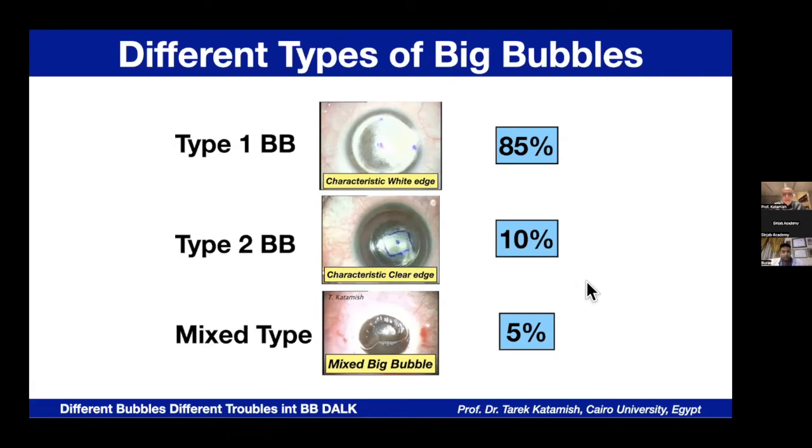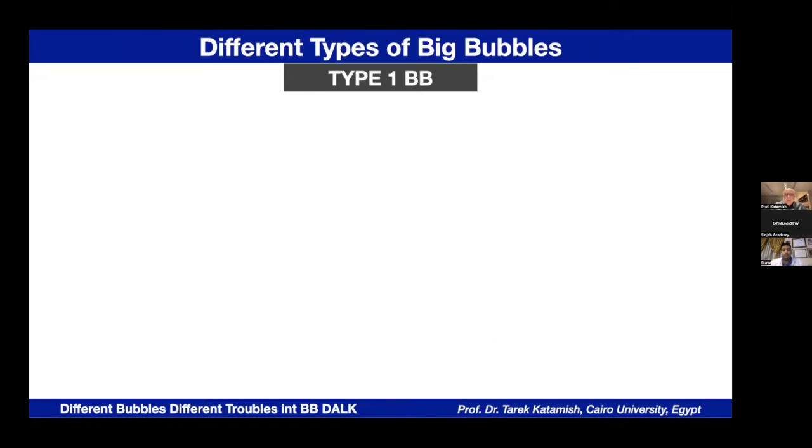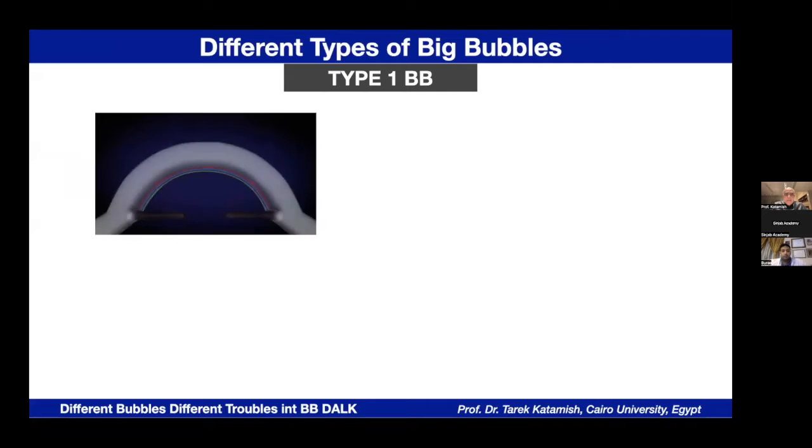And we have a third type, which we call big bubble type 3, or the most popular name is mixed big bubble, in which we have the two types of big bubbles in the same eye. And this is somewhat very rare, and it represents about 3 to 5% of all big bubbles. So to start understanding the different features and the anatomical plane of the big bubbles, I will start with big bubble type 1. This is a video animation of big bubble type 1.